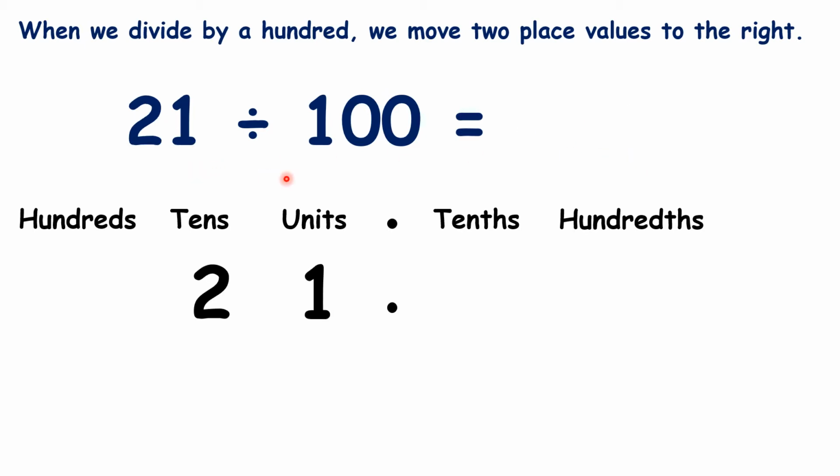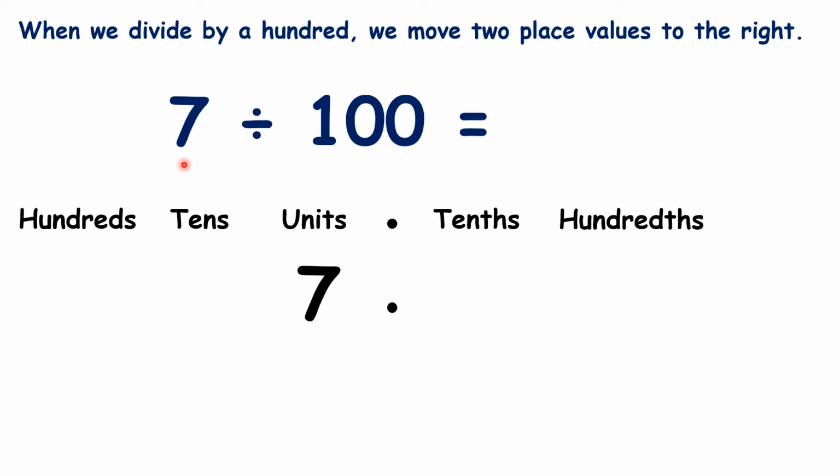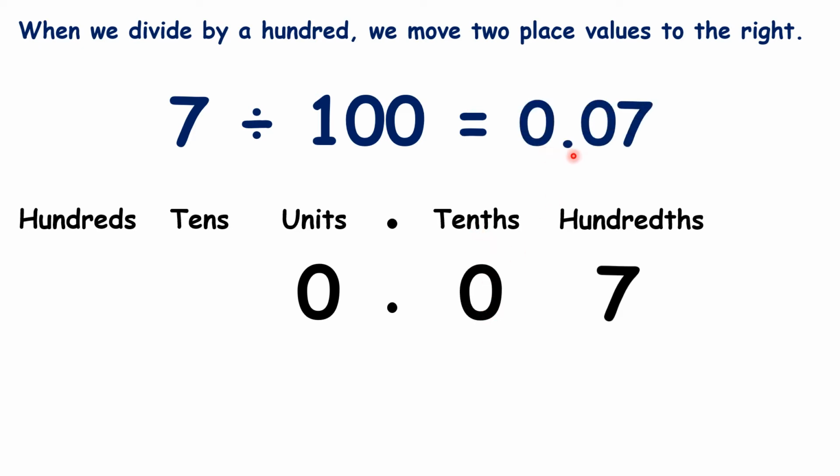So what is 21 divided by 100? 0.21. Now we have 7 divided by 100. And here we need to make sure that we're moving 2 places to the right. So the 7 moves from units to hundredths. And to show that we have 7 hundredths, it's important that we write zeros in our empty units and tenths column to get 0.07.